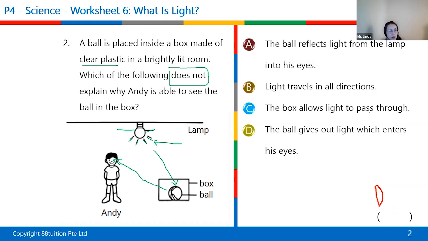The box allowed light to pass through. It didn't say that this box is transparent; this sentence didn't say the word transparent. So it does not explain. This statement doesn't explain because the box can be a hardcover. It can be total darkness inside the box. But the question has mentioned that it's made of clear plastic. So the answer is supposed to also mention the box made of clear plastic, but it didn't write that down. So, hold on.